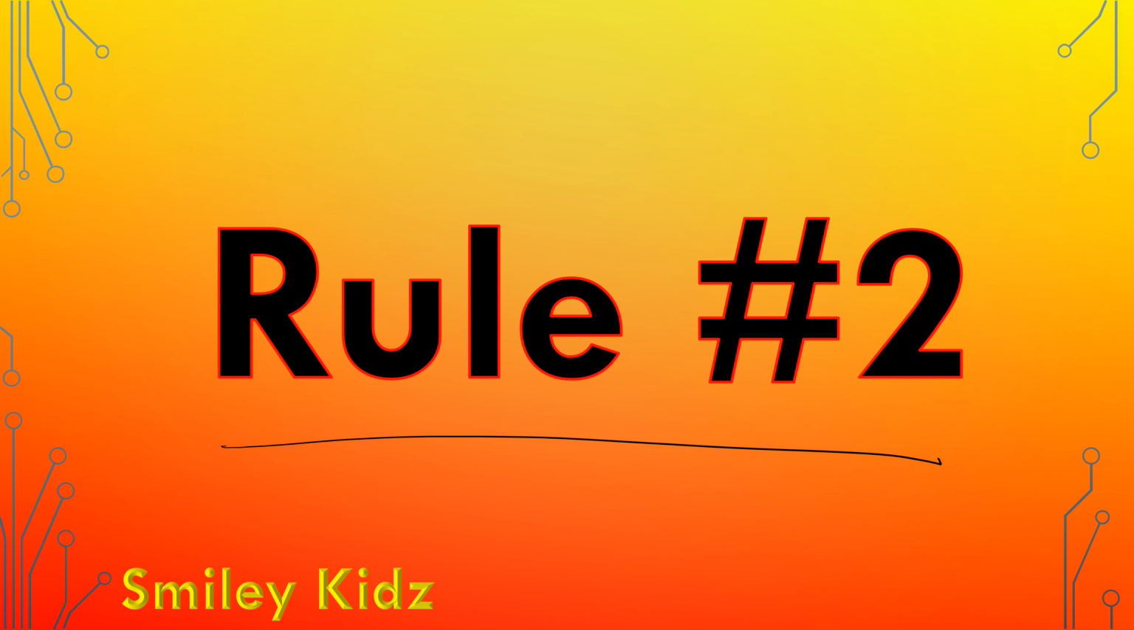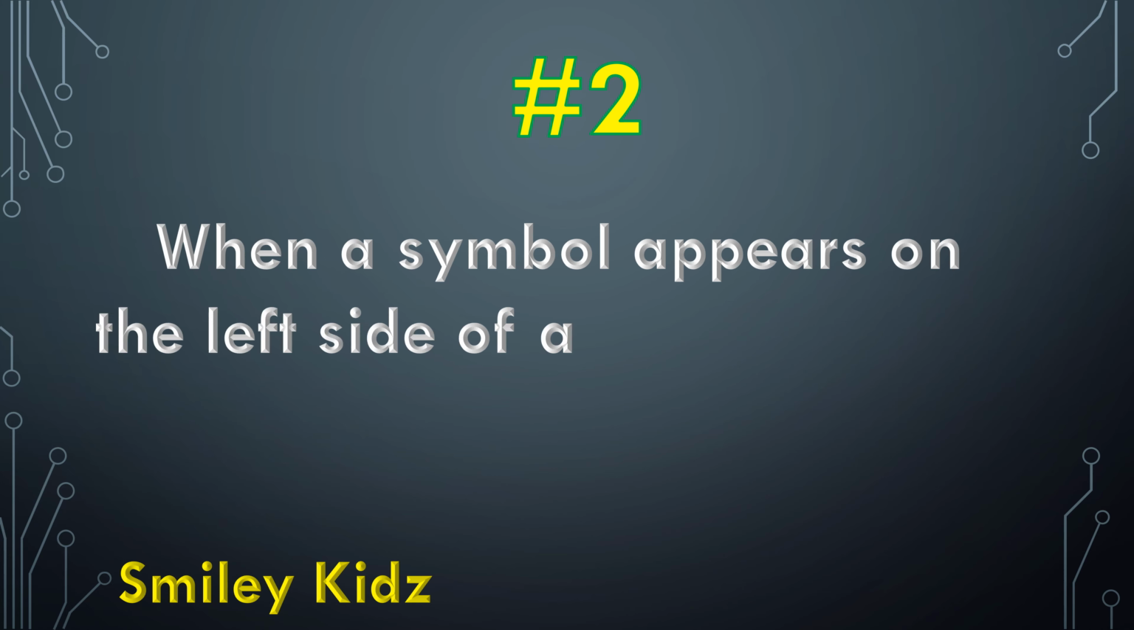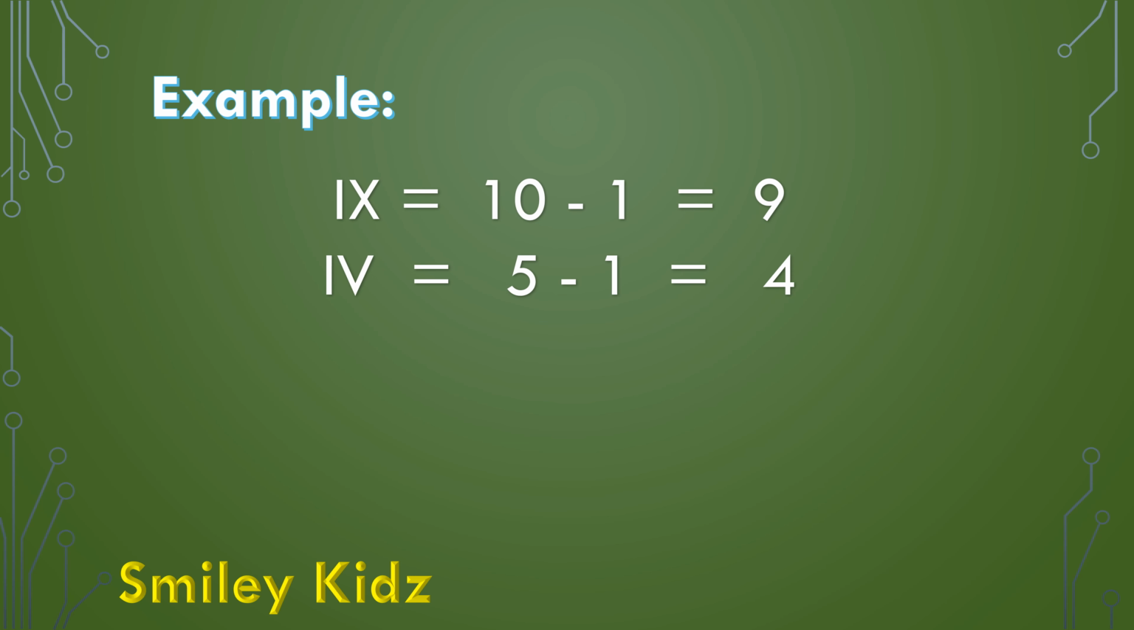Rule number 2. Rule number 2. When a symbol appears on the left side of a larger symbol, it is subtracted. Let's see an example. IX. I means 1 and X means 10. Here I is left side of X, so we should subtract. 10 minus 1 is equal to 9.